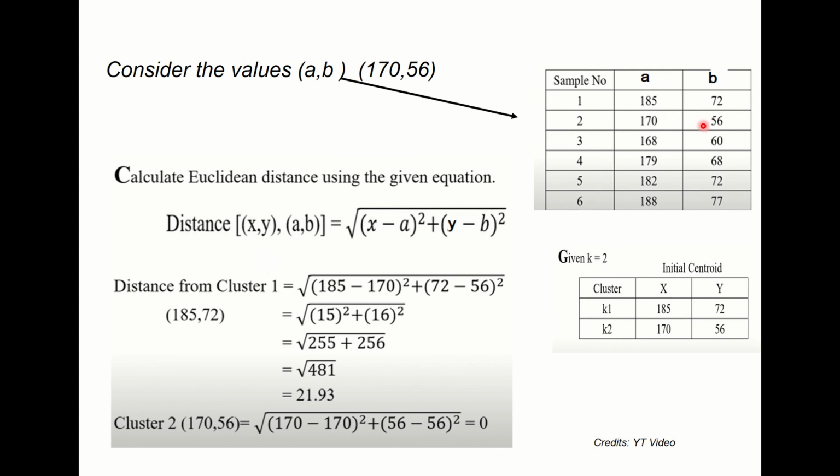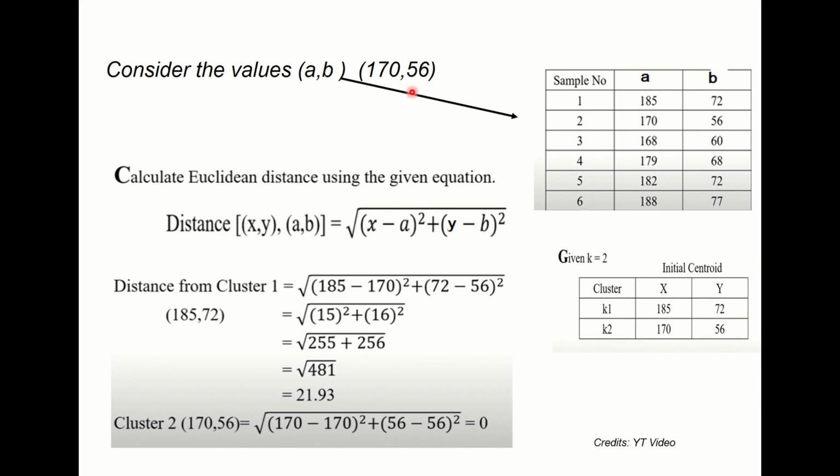Second point is 170 and 56. So again, you will be finding out the distance of this point, 170, 56, from cluster 1 and from cluster 2. From cluster 1, I would take 185 minus 170 the whole square plus 72 minus 56 the whole square, and for the second one, 170 minus 170 the whole square plus 56 minus 56 the whole square. So you understood that this point has a 0 distance from the second cluster, and it has 21.93 from the first cluster.